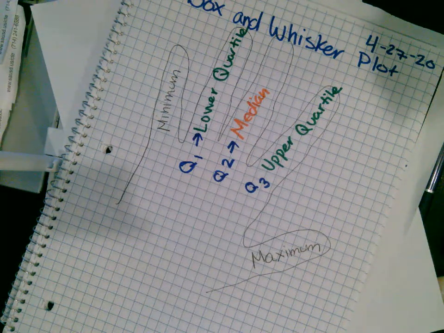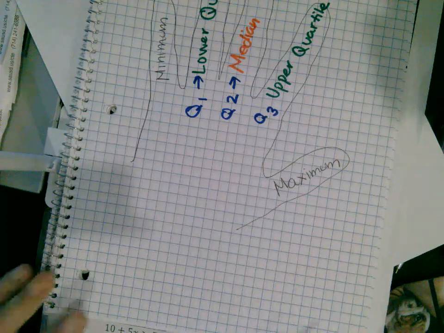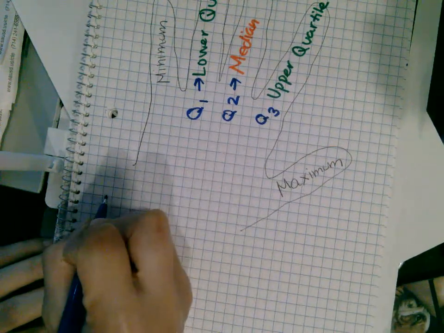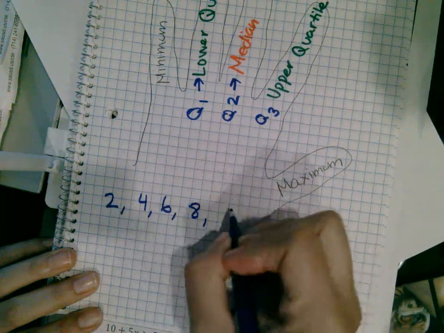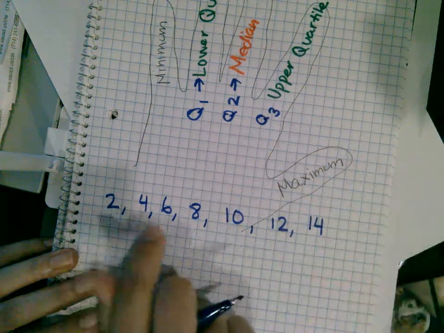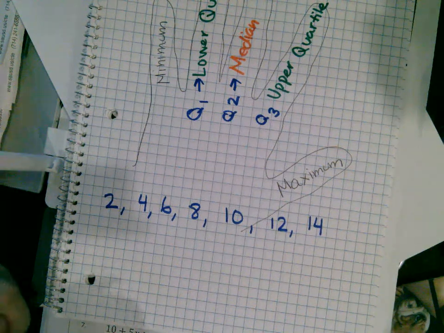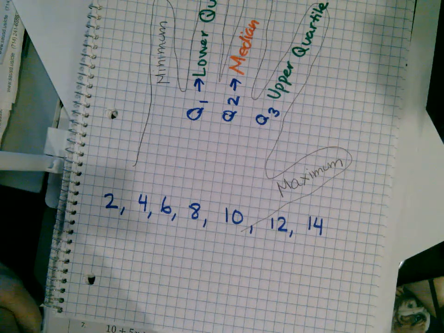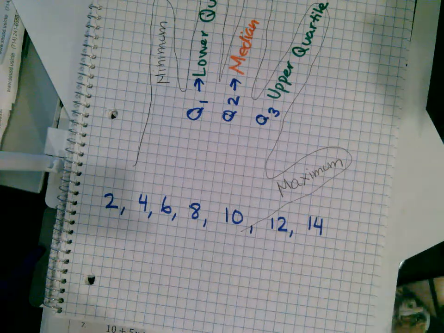Okay. So, I'm going to give you a list of numbers. I'm going to give them to you in order, so it's a lot easier for us to do this right now. So, let's write these numbers down. 2, 4, 6, 8, 10, 12, 14. 2, 4, 6, 8. Who do we appreciate? Rocky.